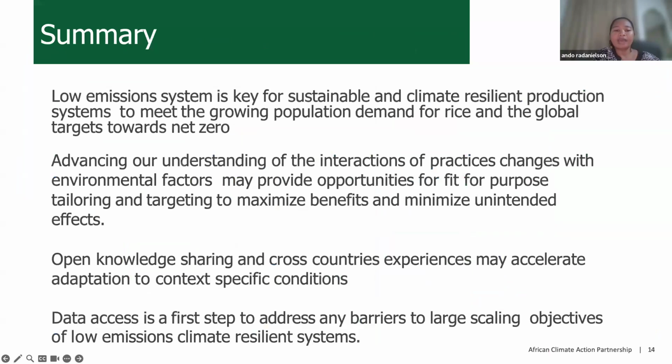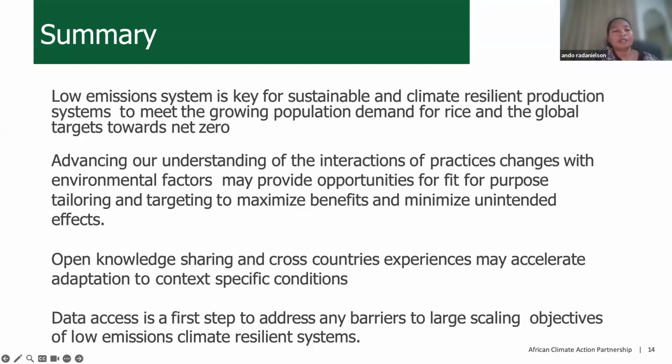So I think I will stop here, but if I just have to summarize a bit what I want to share in my talk, it is that low emission system is almost the same as climate smart agricultural practice. It's key for sustainability and climate resilience. And as the world population is growing fast, it's as well putting rice as key to support climate goals globally, but as well the transition to net zero at national, regional, and global levels.